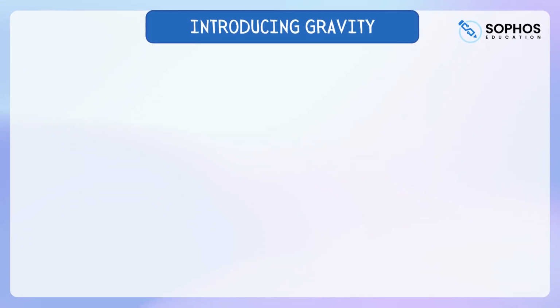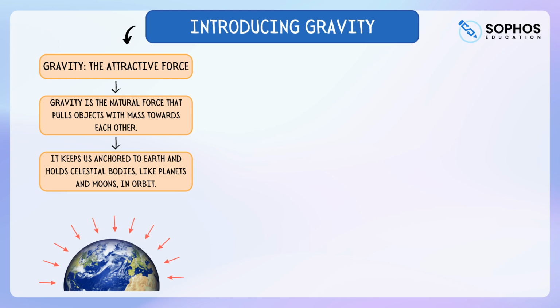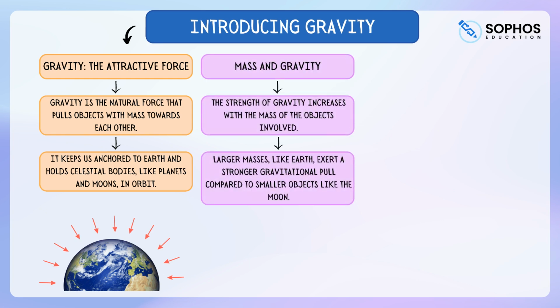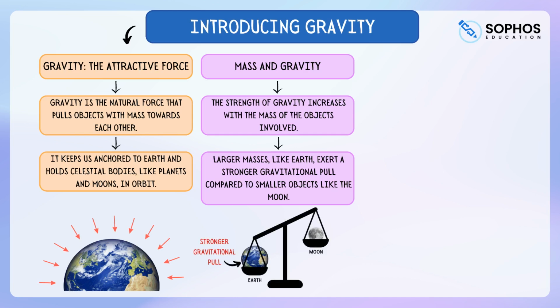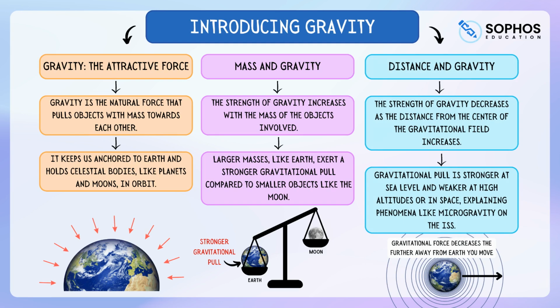In today's lesson, we learnt that gravity is an attractive force that pulls objects with mass towards each other and keeps celestial bodies in orbit. The strength of this gravitational force depends on the masses of the objects involved, with more massive objects exerting stronger pulls. We also found that the strength of gravity decreases with distance from the object's center, explaining why gravity feels weaker the higher we go. These principles help us understand the fundamental forces at play, both on Earth and in the cosmos.